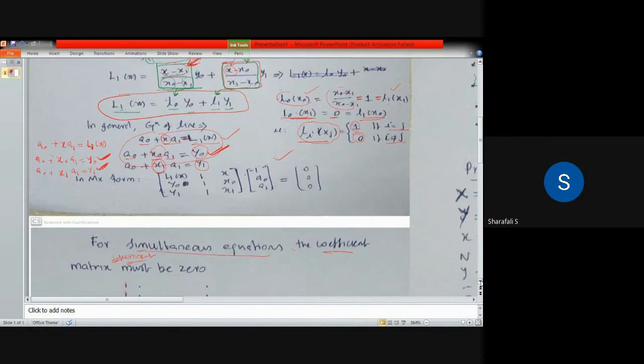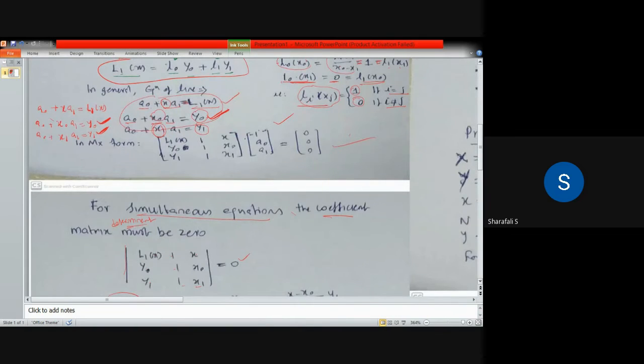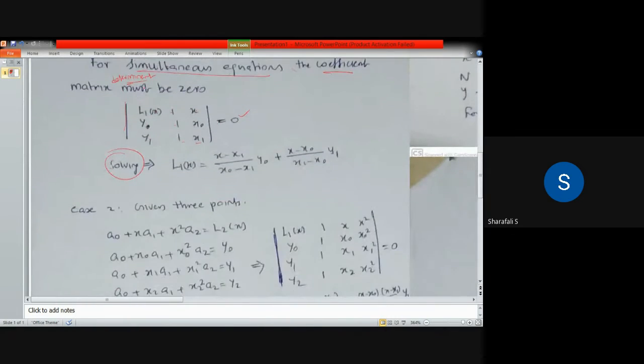We are looking at the same thing with this matrix method, and we are considering the coefficient matrix as this, and its determinant should be equal to 0 because we are considering simultaneous equations here. If you solve this determinant, then we can construct L1 of x equal to (x minus x1) by (x0 minus x1) into y0 plus (x minus x0) by (x1 minus x0) into y1. The equation is the same. This is nothing but your L0, so this is L0 times y0 plus L1 times y1. We are just representing it in matrix form, in determinant.